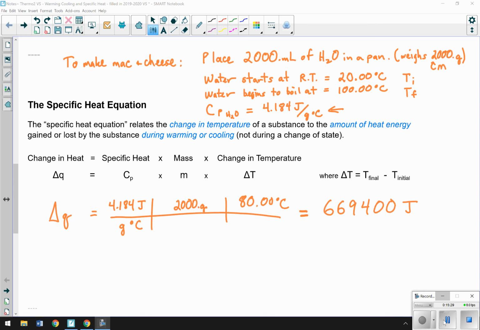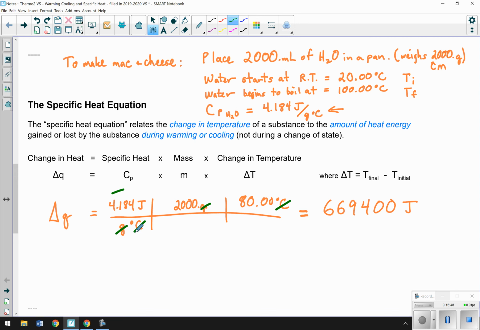And notice that joules are my unit here. Why? Because in this setup, grams cancels and degree C cancels, and you're left with joules. So you can see that it takes a lot of energy to raise this water up to the boiling point so you can make your mac and cheese.